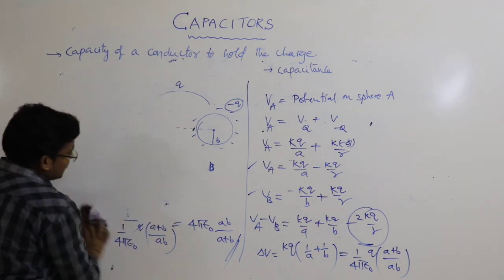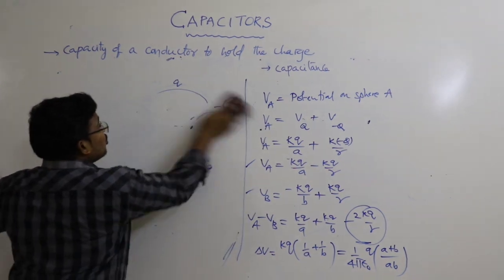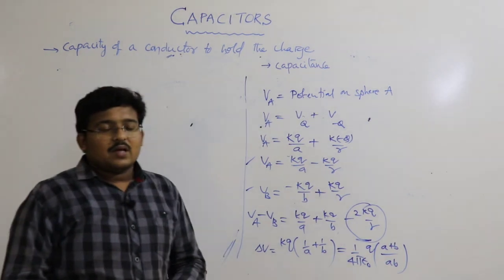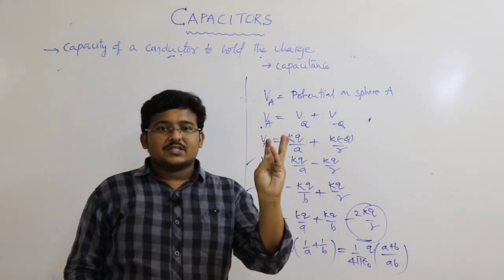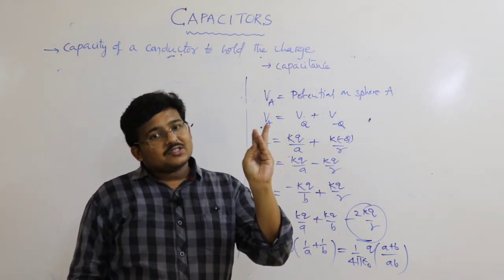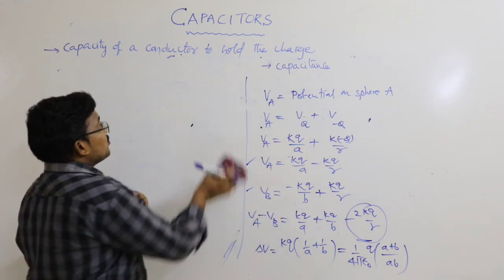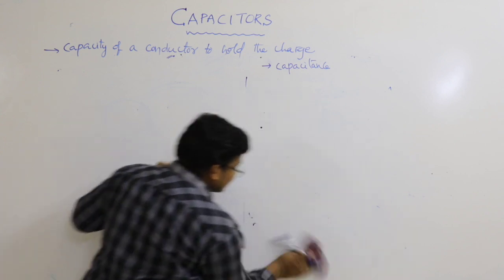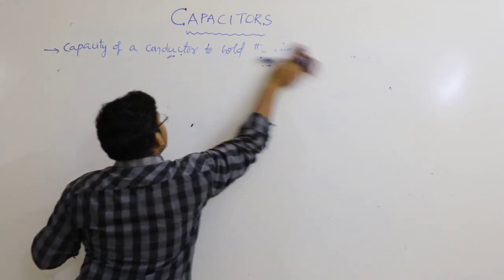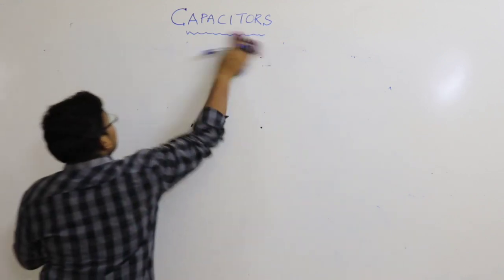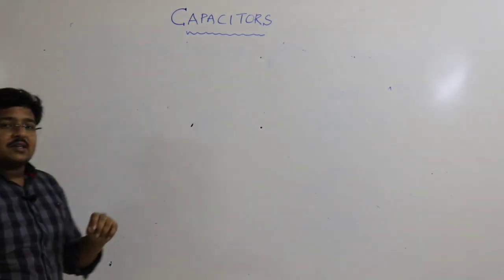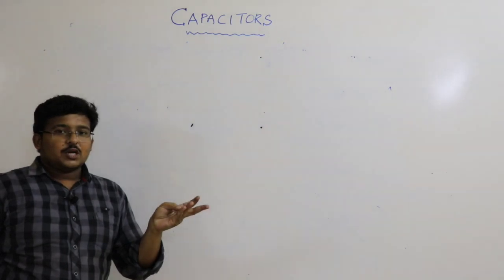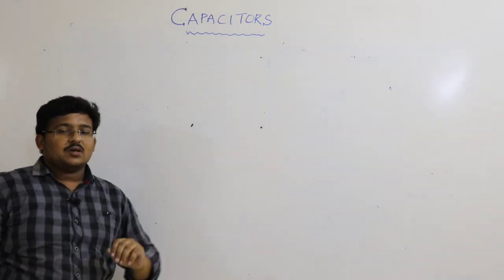Now my question is how to increase the capacitance. See, we got the capacitance formula, and here we discussed what capacity and the capacitance formula are. Now my question is how to increase the capacitance. Is there any method of increasing the capacitance? We already discussed that capacitance depends on the size, shape and the material in which it is placed.